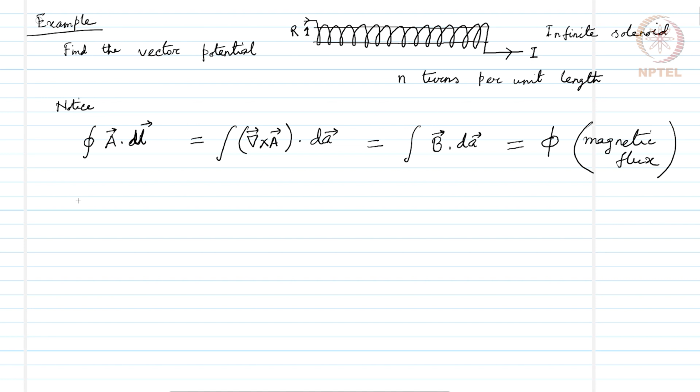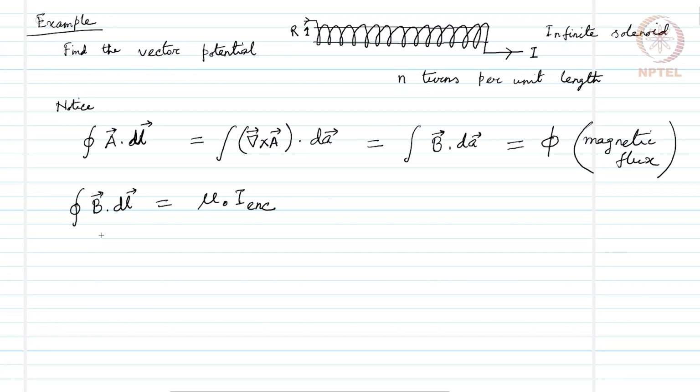Now, the closed integral over B dot dl gives us mu naught times the current enclosed. So we can see that we have two similar equations. Closed integral over A dot dl gives us a scalar quantity, closed integral over B dot dl gives us another scalar quantity. And if that is the situation, then we can argue that the solution to A should be similar to the solution to B.